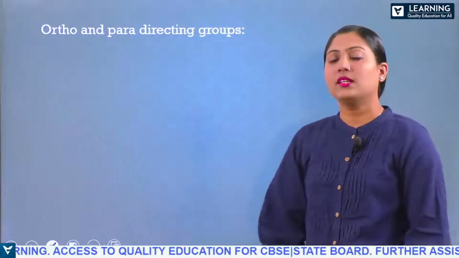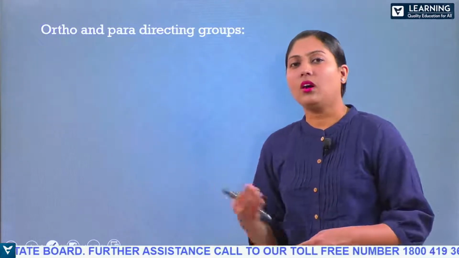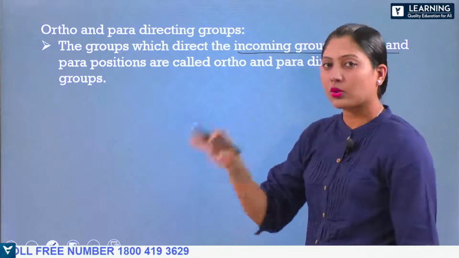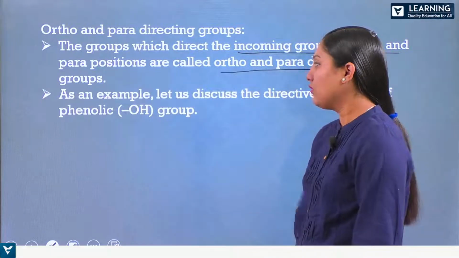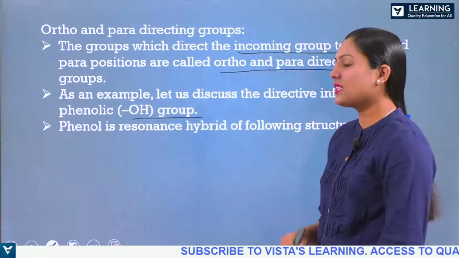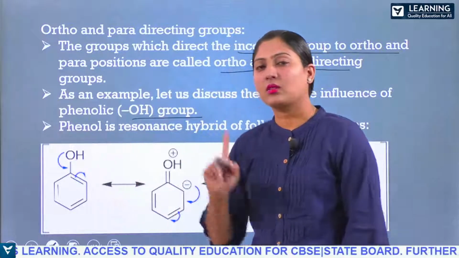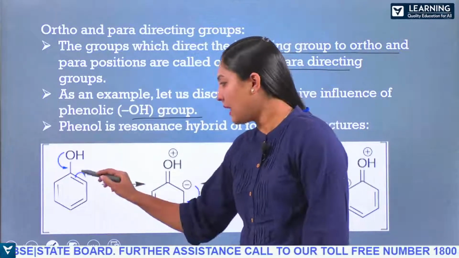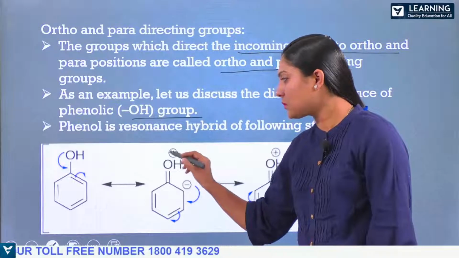Ortho, para directing group. So here, according to the electron cloud, we have ortho, para or meta directing groups. The group which directs the incoming group to ortho or para positions will be called an ortho, para directing group. We can take an example where OH is used, the phenolic group. So phenol has a resonance hybrid like this, where you can see oxygen will be having 2 lone pairs. One lone pair will shift to make a double bond and the bonds will be shifting accordingly, delocalization, right? So when it is shifting, the double bond becomes a positive charge.